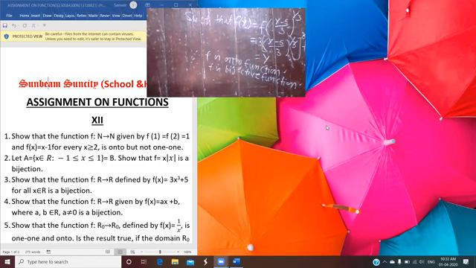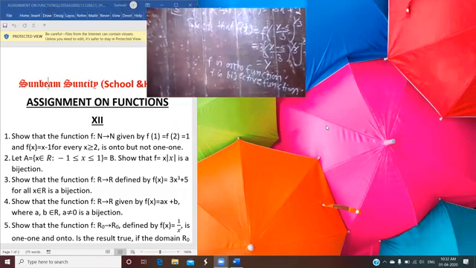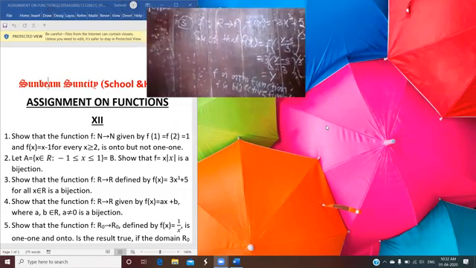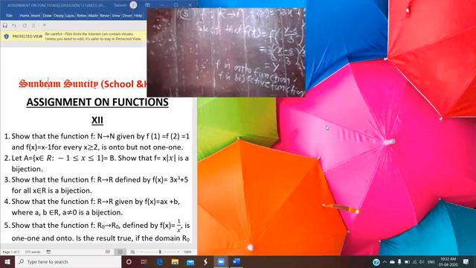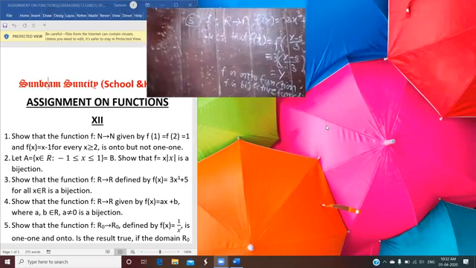So the simple functions are given, and if you want to prove whether it is bijective or onto, you have to adopt this method to prove it.